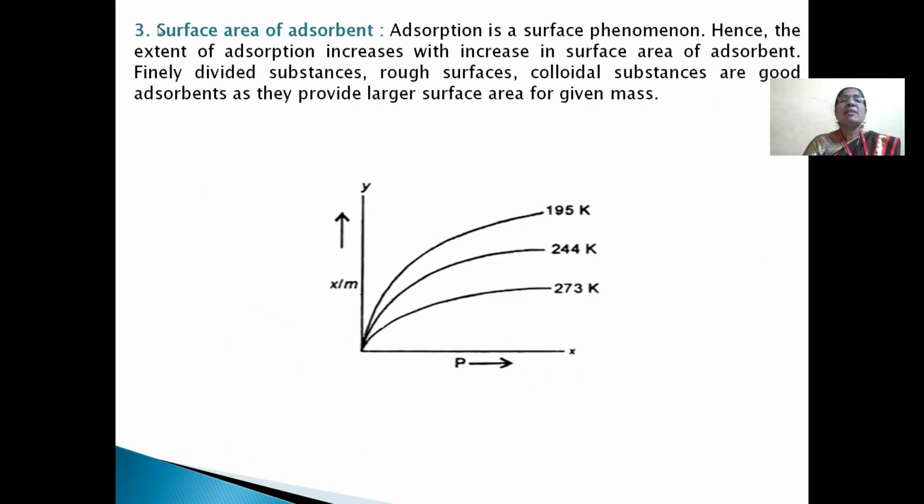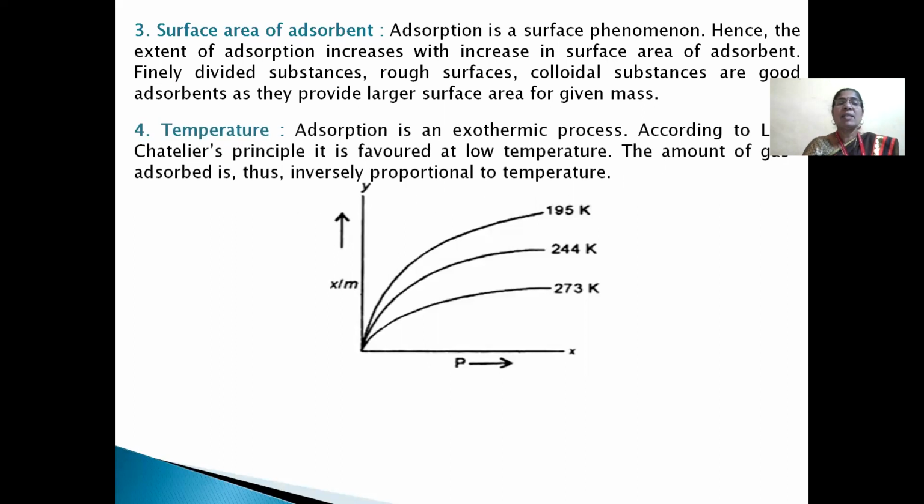Third will be surface area of adsorbent. Adsorption is a surface phenomenon. Hence, the extent of adsorption increases with increase in surface area of adsorbent. Finely divided substances, rough surfaces, and colloidal substances are good adsorbents as they provide large surface area for a given mass.